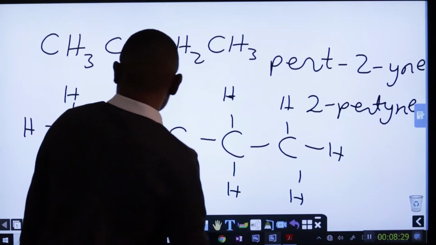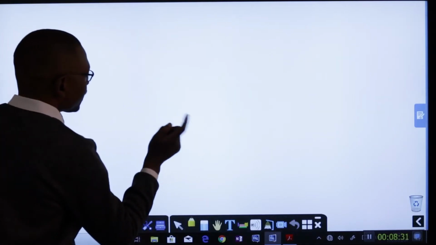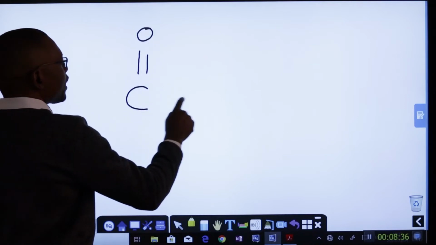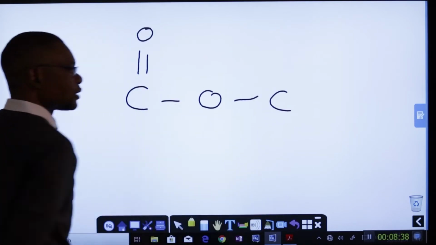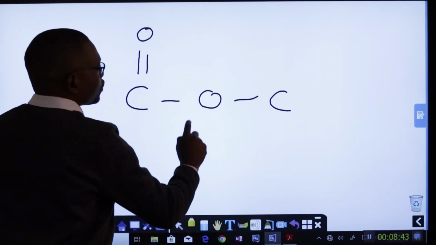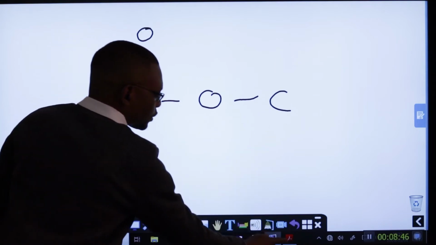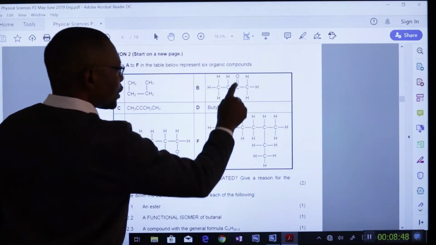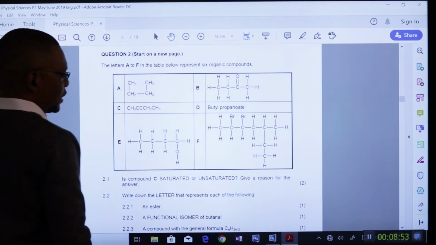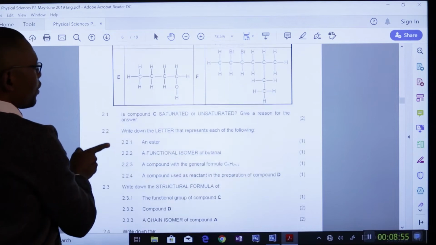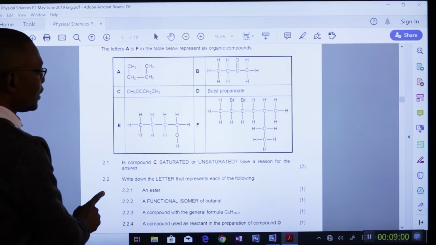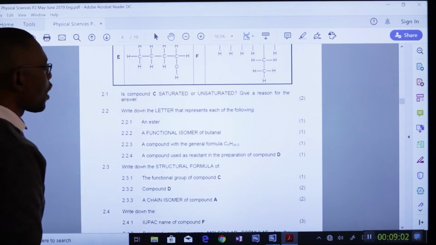So we know that esters have the following structure. They've got a characteristic bond of a carbon, and then like that, and that. That's an ester. So this is an ester bond. If we look at this, this is not an ester, this is an ether, while this one is an ester. So to answer our question here, the letter that represents an ester is the letter D.